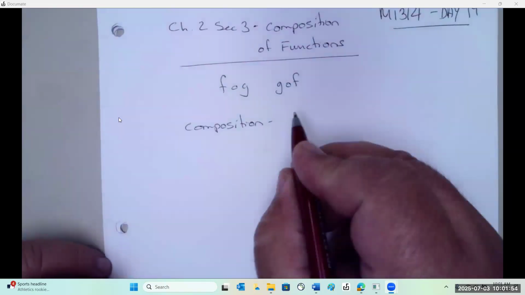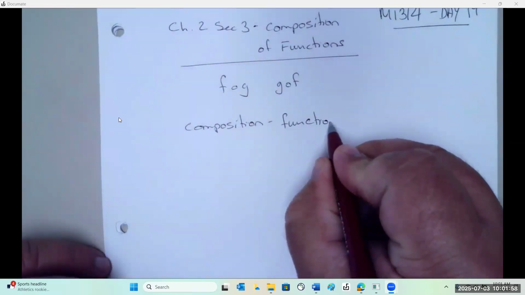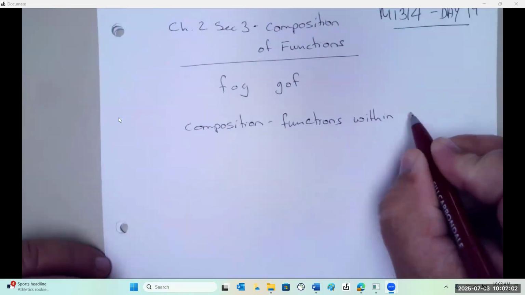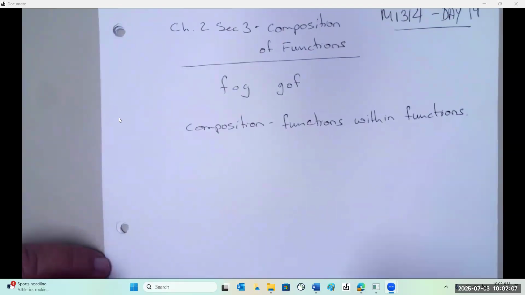So what these are in mathematics: functions within functions.